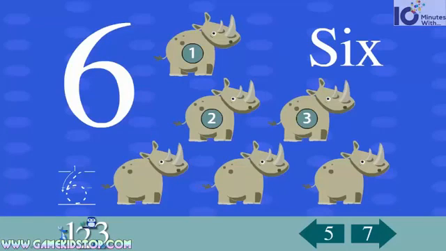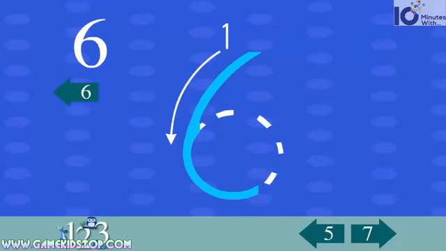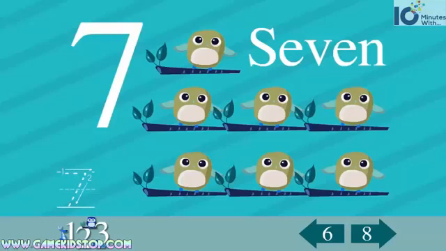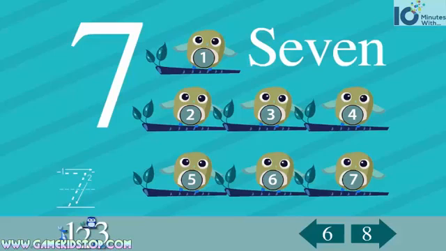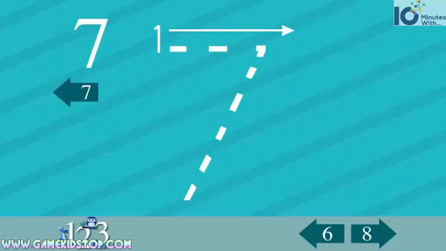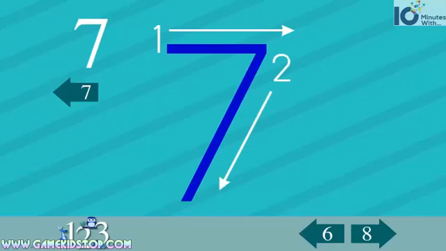1, 2, 3, 4, 5, 6. 6 rhinos. Great. 1, 2, 3, 4, 5, 6, 7. 7 birds. Excellent.